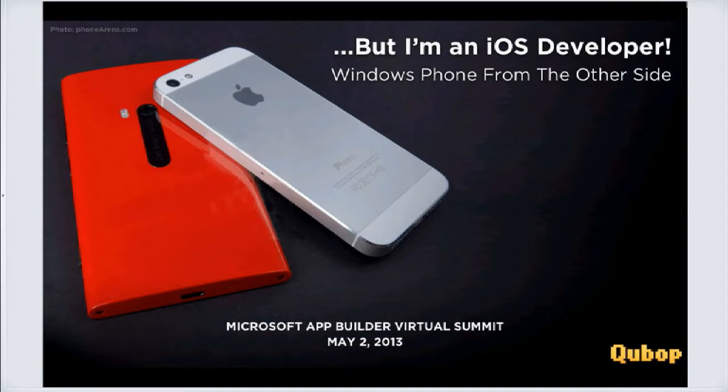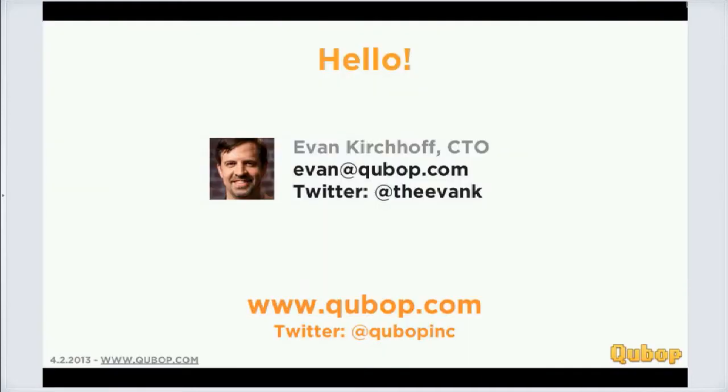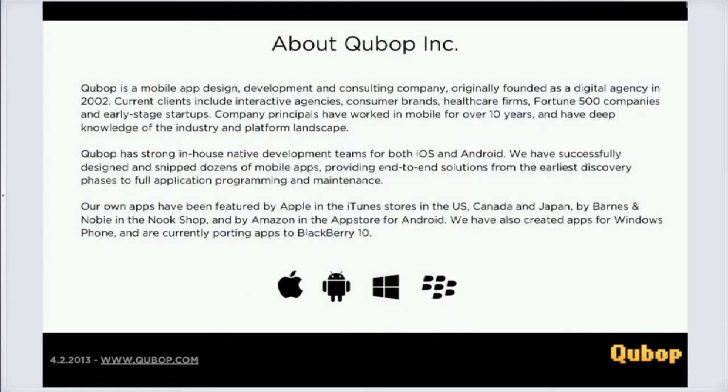So again, I'm Evan Kirchhoff, CTO of Cubop, which is a mobile development company that does a lot of client apps, both for startups and for enterprise companies. I won't make you read this slide because it's fine print, but basically we work on all the mobile platforms: iOS, Android, Windows Phone, BlackBerry. These are probably the top 4 right now. So we've done a lot of comparative work going back and forth and thinking about how to design UI in different ways and adapt it.